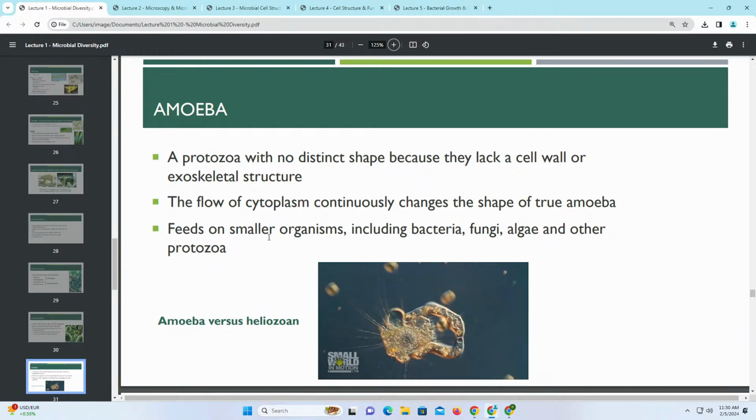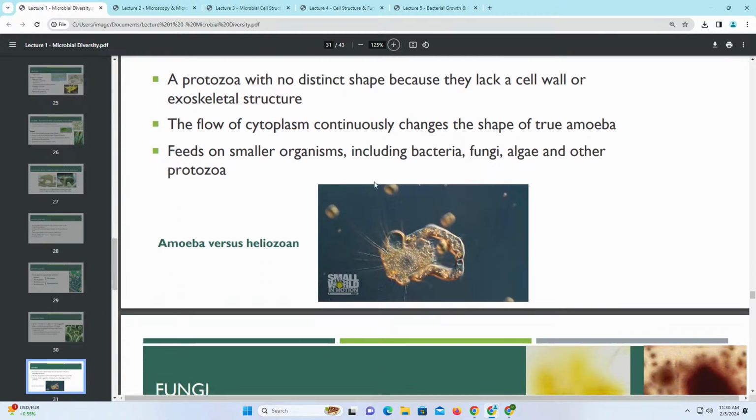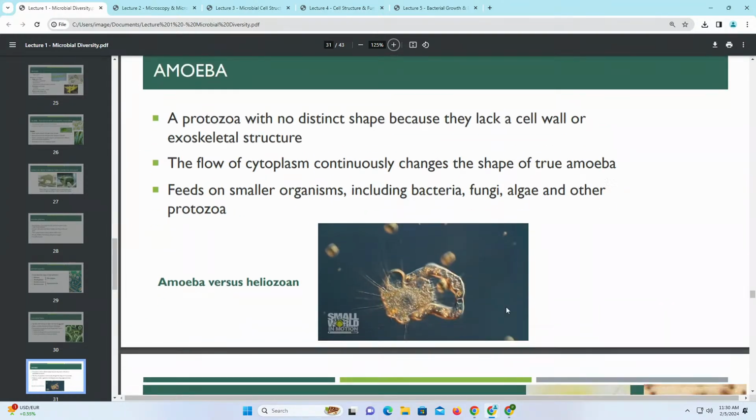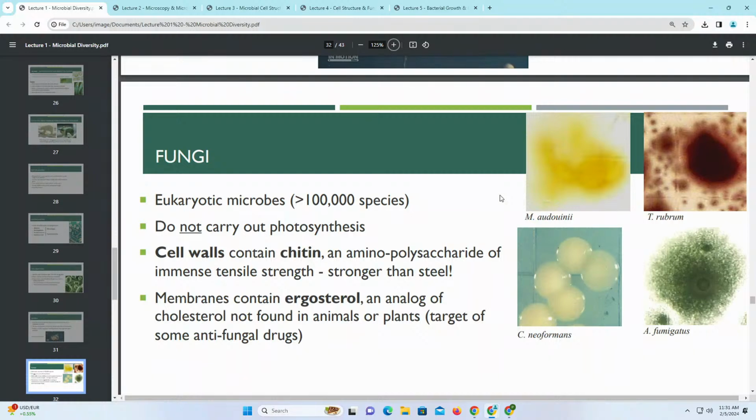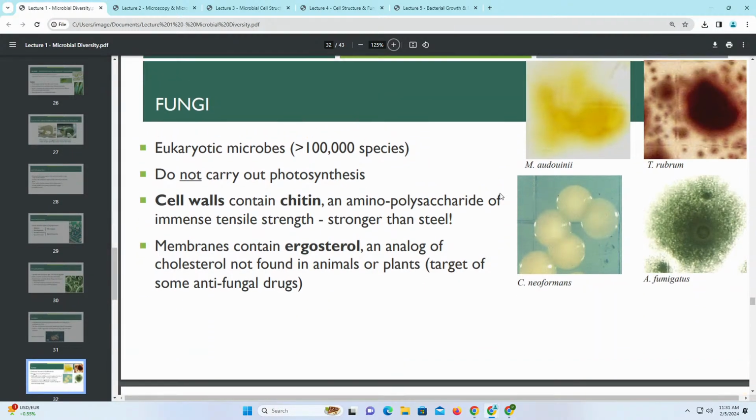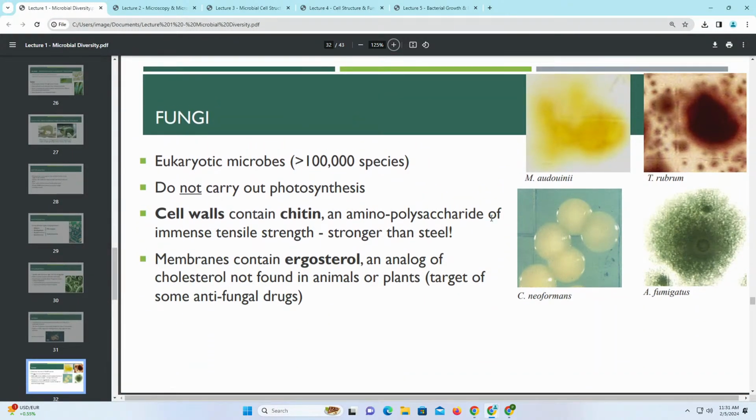Amoebas are, like I said, animal-like protists, and they're very fluid-like because they lack a cell wall and an exoskeletal structure, so their cytoplasm just flows. I showed you an example here of an amoeba eating a heliozoan, getting its nutrients and then going off to do its own thing. So that's kind of what I would expect for that.